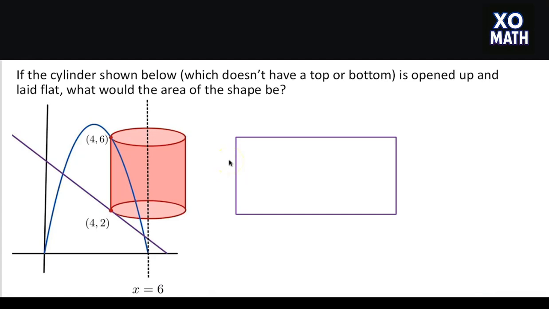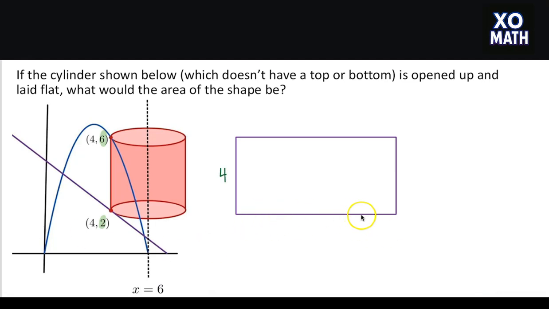And so what would the area of that rectangle be? So a rectangle's area is length times width, or base times height, however you want to think about it, right? So width times length here. So I can find the height here because we have these 2 points. So I can subtract the y values. I'm thinking up and down. I'm focusing on these y values here. So this is a height of 4.